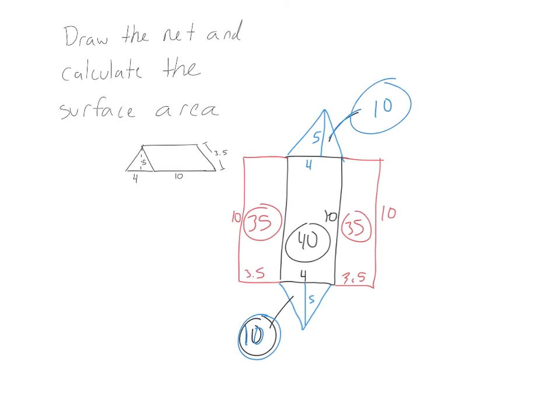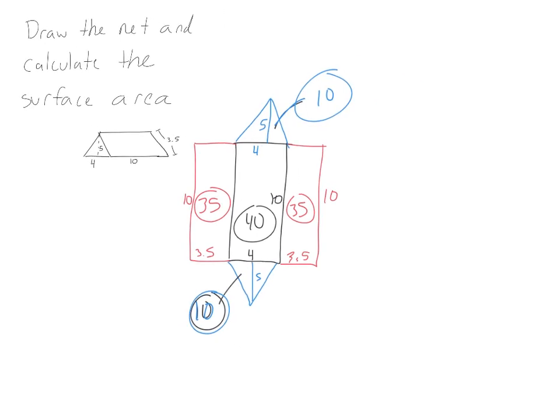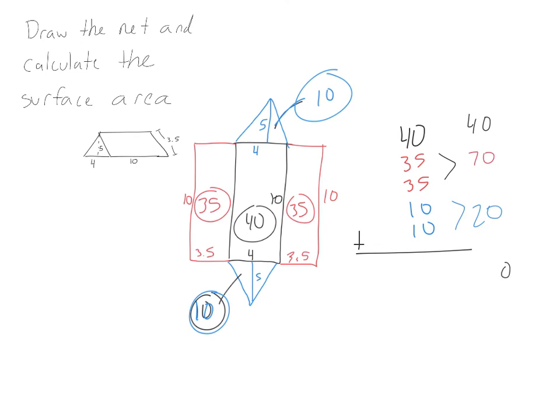All right, last step, just add them all together, right? So I can simplify things a little bit here and call that a 70, and I can call that a 20. And so I've got a 40 plus a 70 plus a 20. So look, I got all zeros. That's nice. And then 4 and 7, so that's 11, 1, 2, 130, and then we'll call it units squared. That is the surface area.